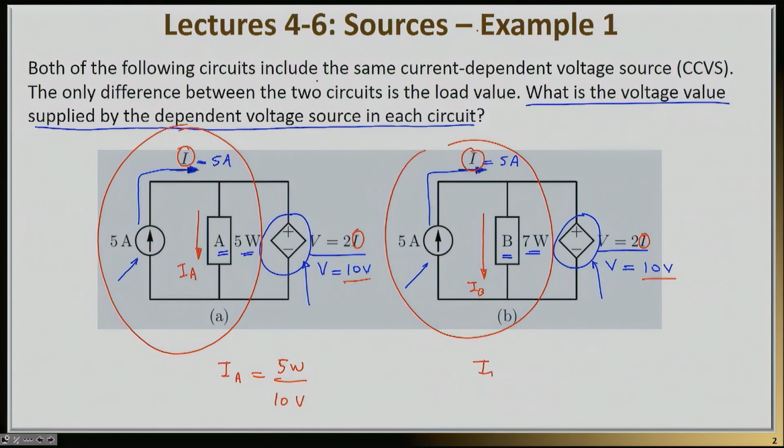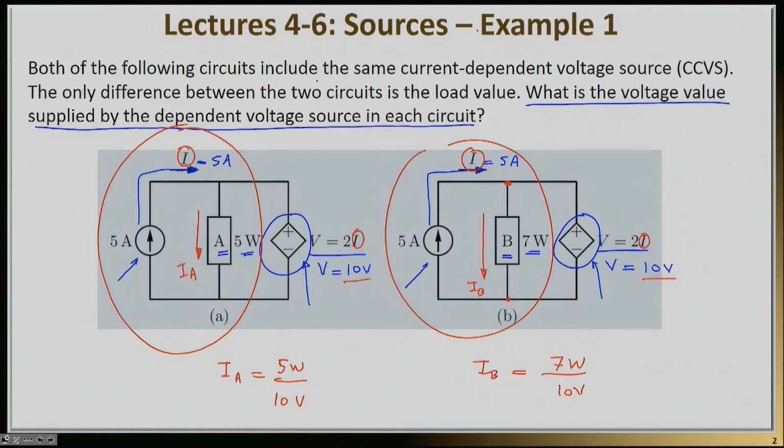Equivalently, I can say that IB, the current that now the load B will request and will draw from the circuit, will be equal to the amount of power it needs, 7 watts, divided by the voltage drop across its terminals, meaning the voltage right here, which of course is equal to 10 volts.